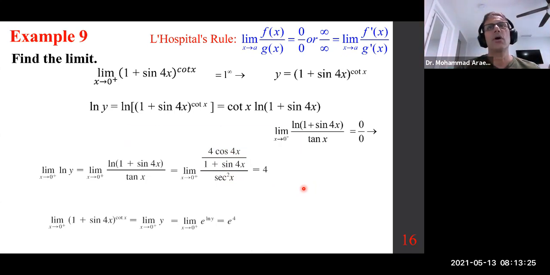Anytime you take a natural log, a short way is that whenever you get to the final answer, your answer for the question would be e to that power that you found.